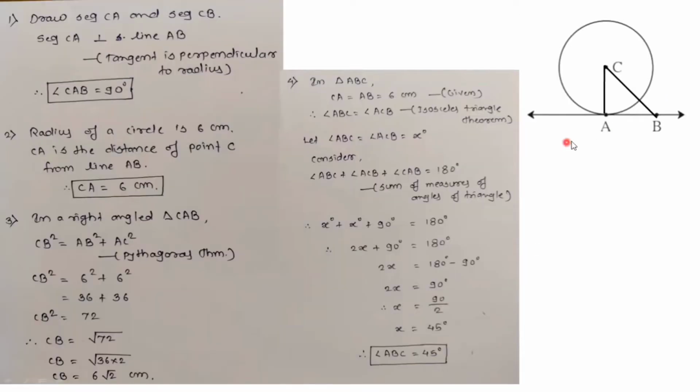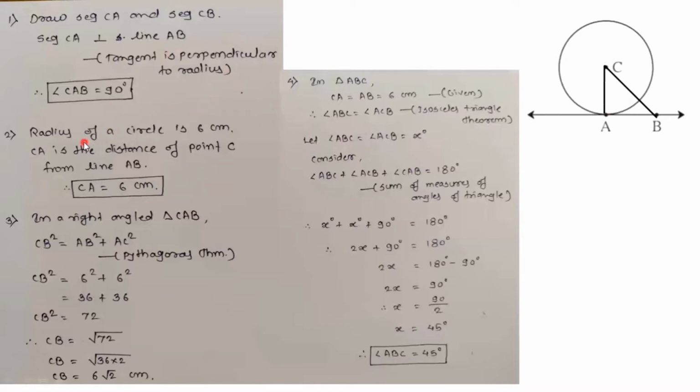To solve this question, we need to do some construction. That is, we have to draw segment CA, which is the radius of the circle. And we have to join point C and point B. That is, we have to draw segment BC. Now, as CA is the radius and line AB is a tangent, this radius must be perpendicular to a tangent by tangent theorem. So here we can write segment CA is perpendicular to line AB because tangent is perpendicular to the radius. And that's why measure of angle CAB is equal to 90 degree. So this is the answer of the first question.